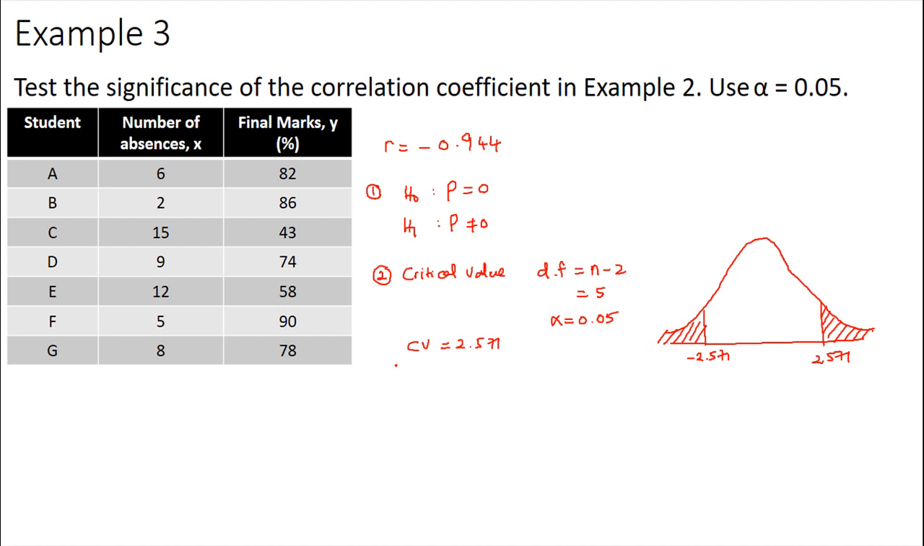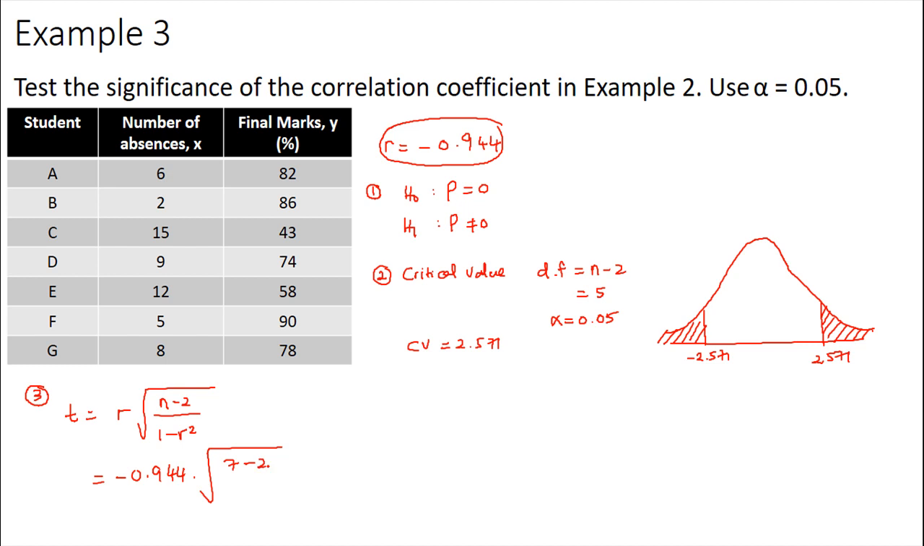Then the next step, the third step, we have to compute the test value, using the formula from the previous slide: t is equal to r times the square root of n minus 2, divided by the square root of 1 minus r square. The value of r from the previous example is negative 0.944, multiplied by the square root of 7 minus 2, divided by 1 minus negative 0.944 square. You just have to use your calculator to find the value of this test statistic.